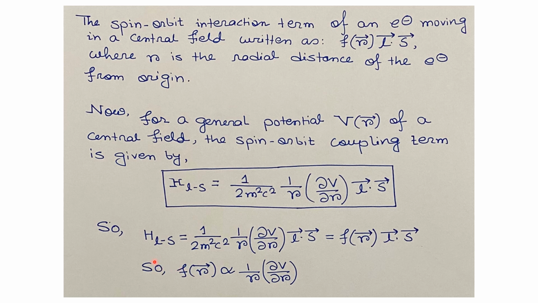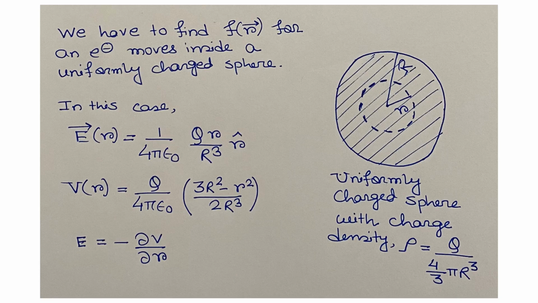So here H_LS is 1 by 2 m square c square times 1 by r times del V del r times L dot S. So our 1 by 2 m square c square times 1 by r del V del r is denoted by f(r). So f(r) is proportional to 1 by r times del V del r. We have to find this function f as a function of small r for an electron moving inside a uniformly charged sphere.